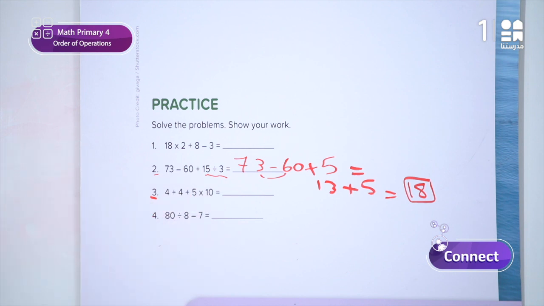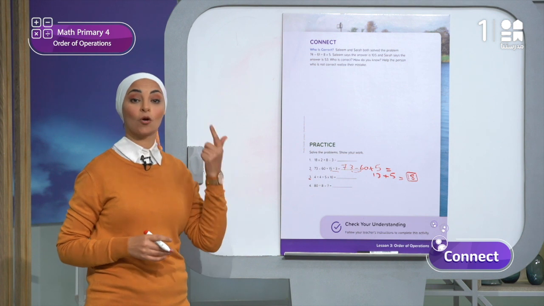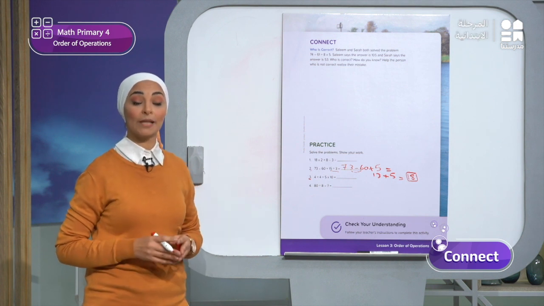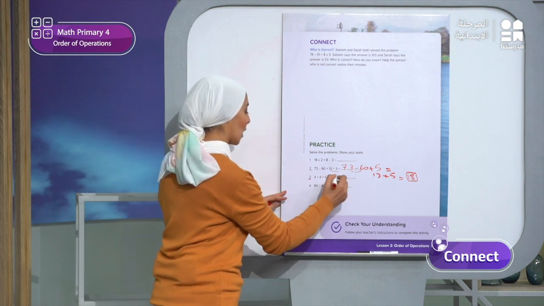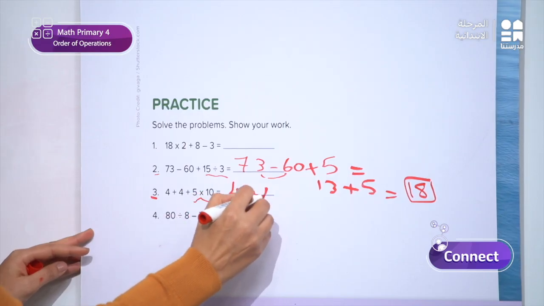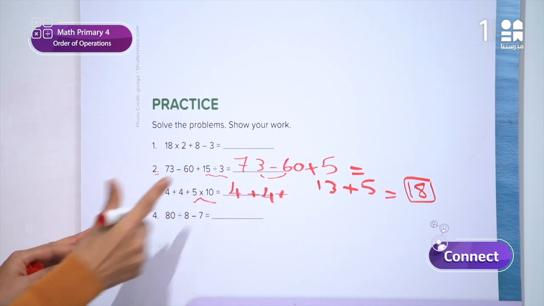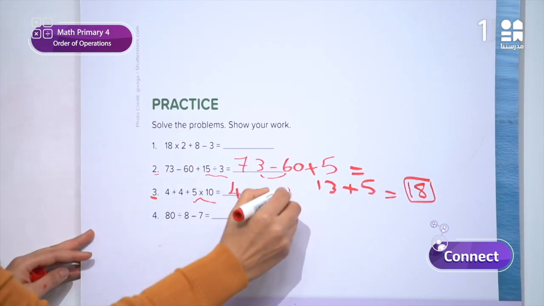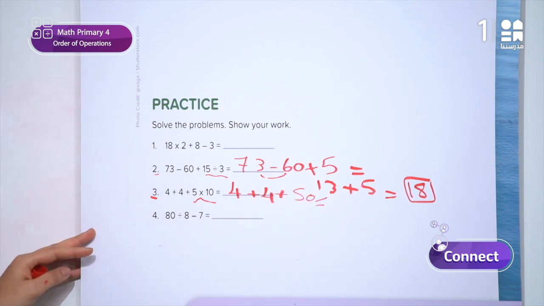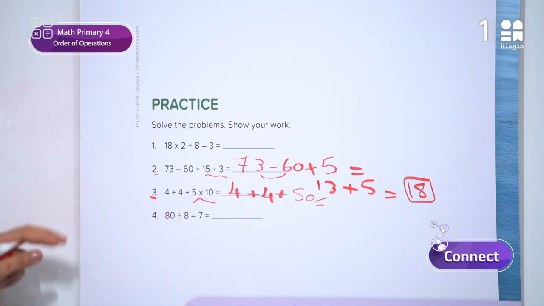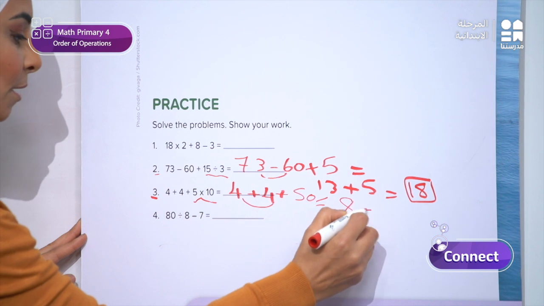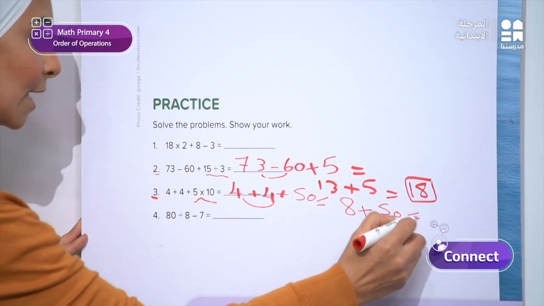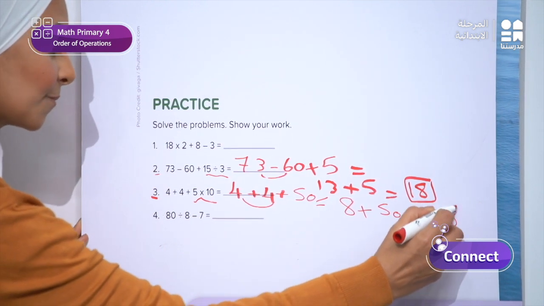As the equation involves addition and multiplication, what must I start with? With the multiplication, which is 5 times 10. So I will write 4 plus 4 plus here 5 times 10 equals what? Yes, 5 times 10 equals 50. Then the next step, what should I do? I will do addition from left to right. So I will do 4 plus 4. 4 plus 4 gives me 8 plus 50. The answer will be 58.